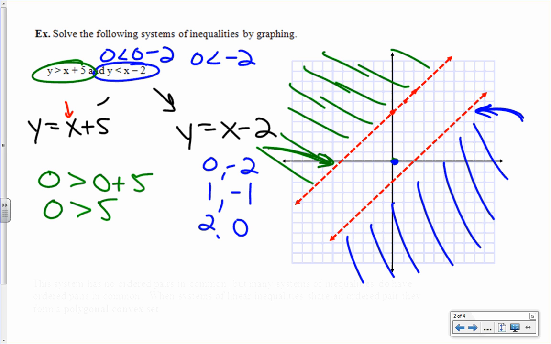So really, after all this work, the answer to this system of inequalities is, yeah, there's no solution. There is none that goes in both. So what we're looking for again is where they overlap, for those points of x and y. Okay. Any questions on that first one? All right.